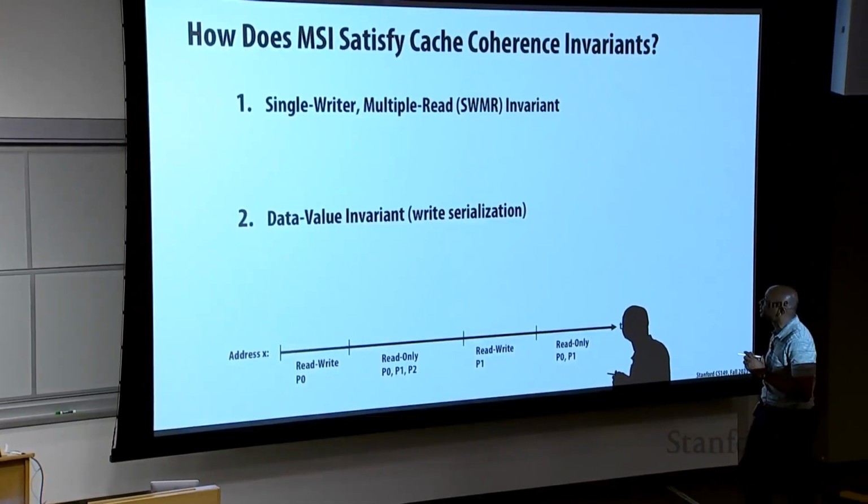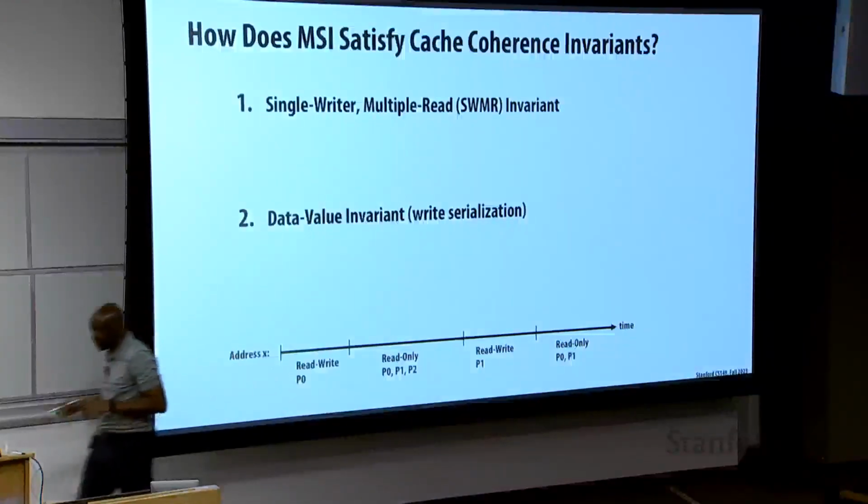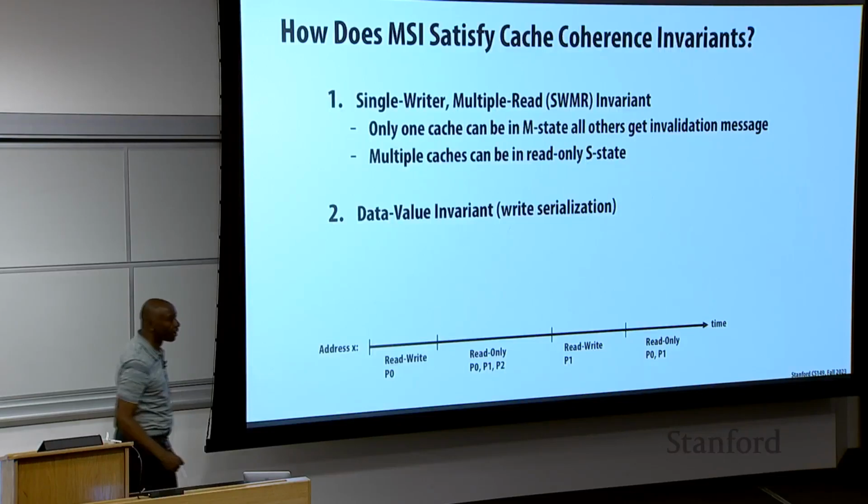So, just to reinforce this idea of how the MSI protocol maintains cache coherence, let's think about the cache coherence invariants. How do we maintain the single writer, multiple reader invariant? Yeah. That's that transition from modified to shared that we were talking about. And that's how in shared state you have multiple readers. And how about the single writer? Only one cache can be in the modified state at any point in time, right?